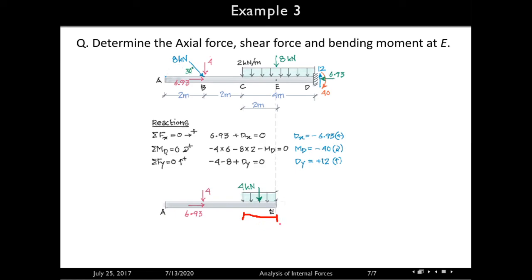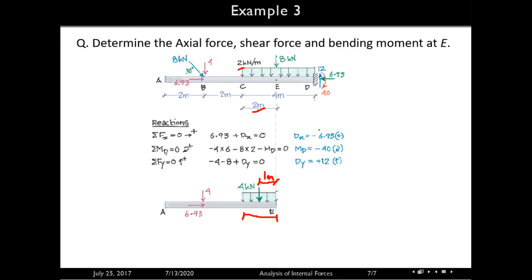As this is 2 meter and the load acting is 2 kilonewton per meter, the total load will be 2 into 2, which is 4, and this will be acting right at the middle portion, which is 1 meter from point E. So we have taken everything at the left of E, and we have taken this section up to E.